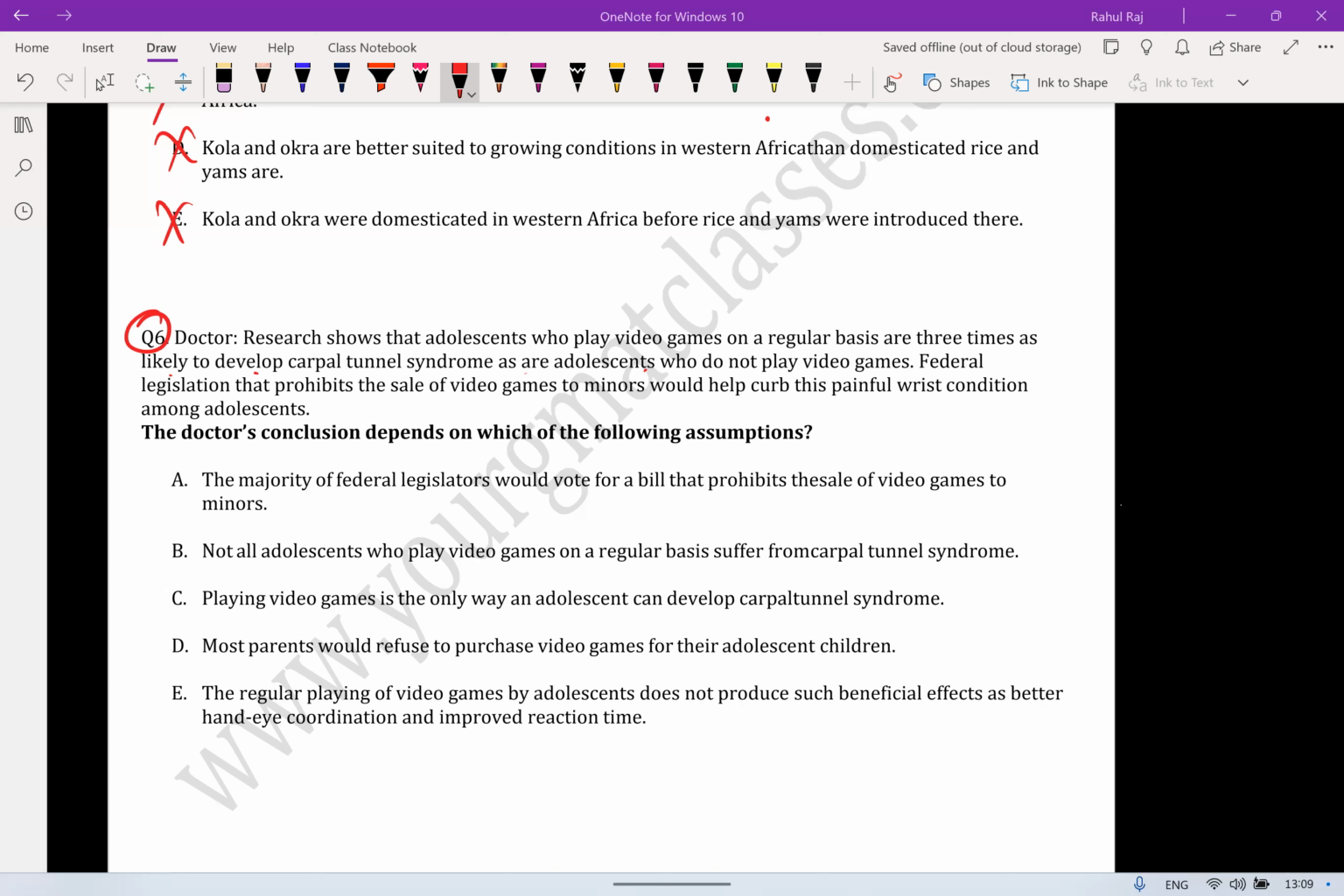Do not have any assumptions of your own. They are trying to say the children who play video games are 3 times more likely to develop carpal tunnel syndrome. This is very bad. I think even I have mine. My entire thumb keeps paining always. It's a very bad pain. So it's carpal tunnel syndrome, 3 times more likely. I keep writing a lot, so my right hand thumb is completely gone. It pains a lot. Carpal tunnel syndrome is a thumb problem.